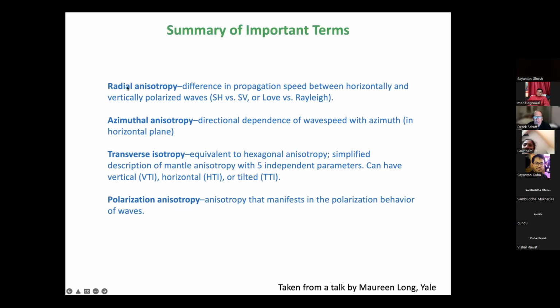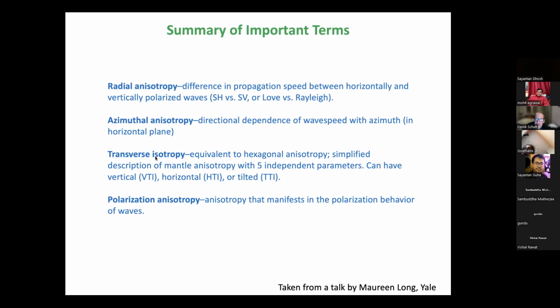So some important terms for discussing anisotropy. Radial anisotropy means there's a difference in propagation speed between horizontally and vertically polarized waves, so SH versus SV, or Love versus Rayleigh waves. Azimuthal anisotropy means that there's a directional dependence of wave speed with azimuth in the horizontal plane.